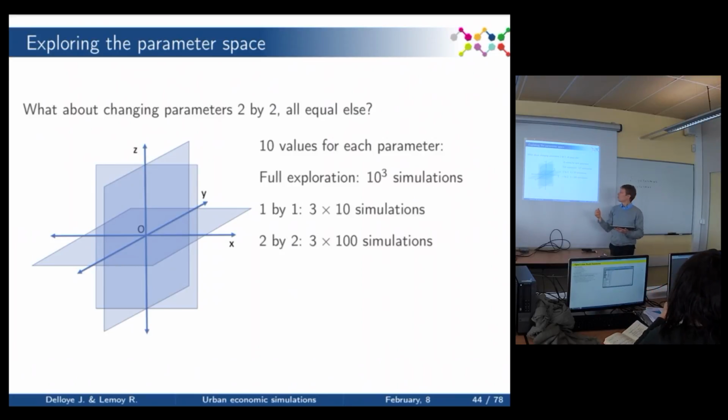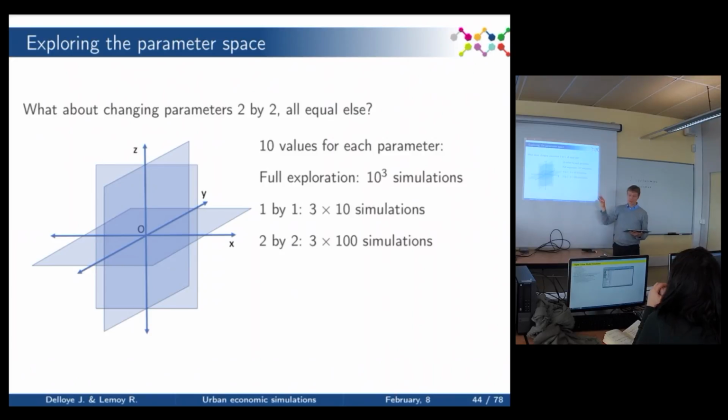Okay? So the full exploration, as I said, is to have 10 to the 3 simulations. The sensitivity analysis is 3 times 10, so 30 simulations. And for each of these planes, actually, you have 10 times 10 simulations. There are 2 dimensions, so it's 100 simulations, and you have 3 planes, so it's 3 times 100 simulations. Okay, just to give you an idea. So already, moving all parameters 2 by 2 is usually really too demanding.